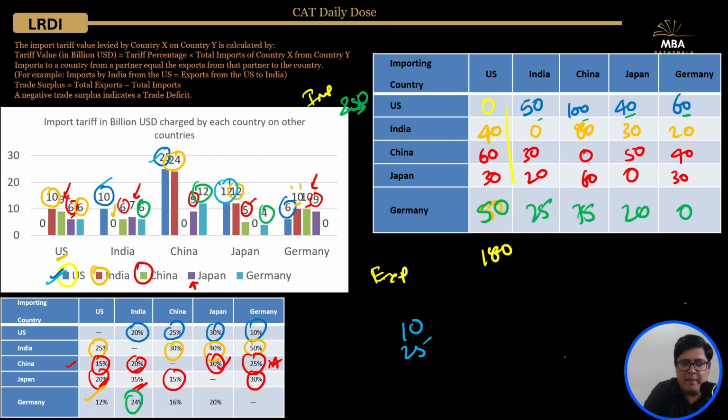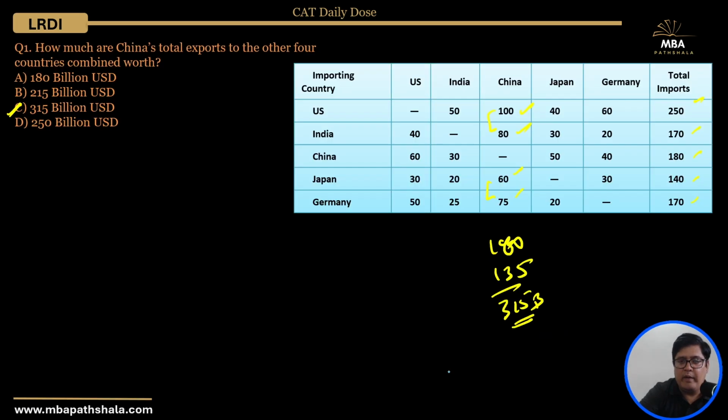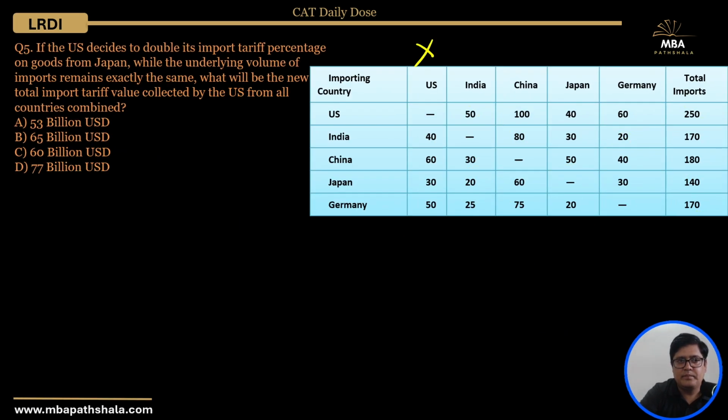From Japan, I'll keep it aside, 12 billion. And they are collecting 6 billion from Germany. So 10, 25, 6 and 12. Listen to this carefully. US decides to double its import tariff. Whatever percentage they were charging, let us say they were charging 5% to Japan, now they will be charging 10%.